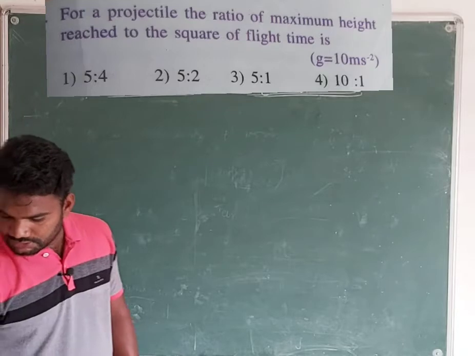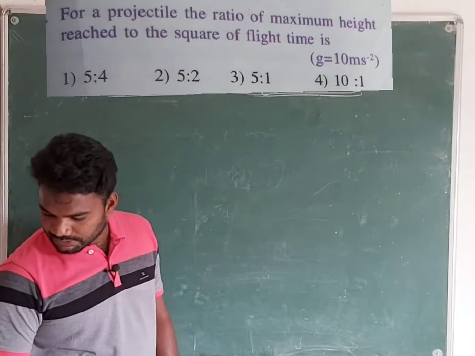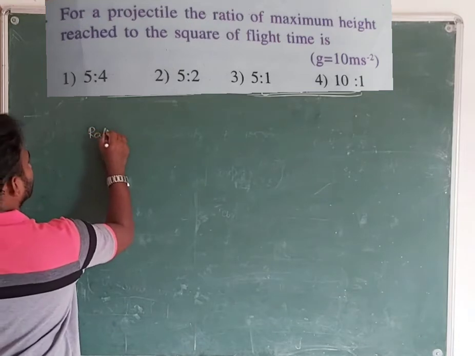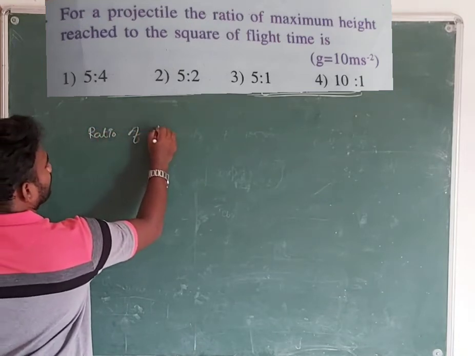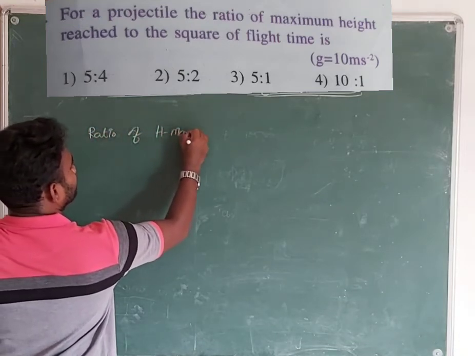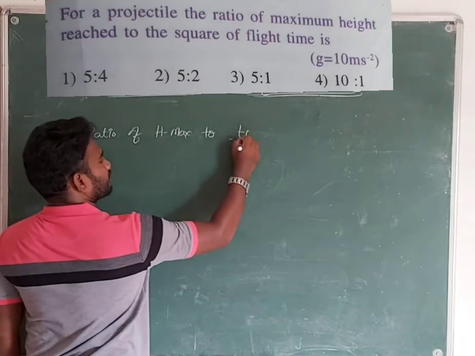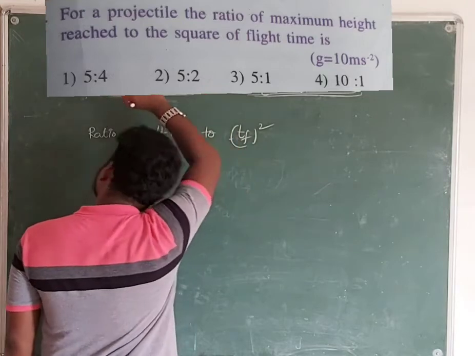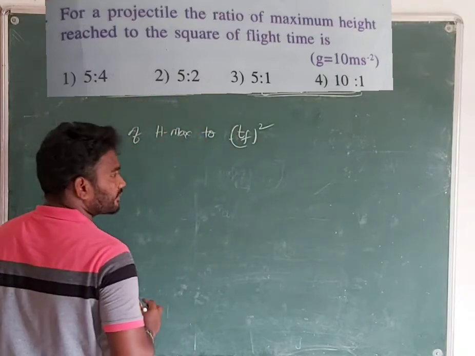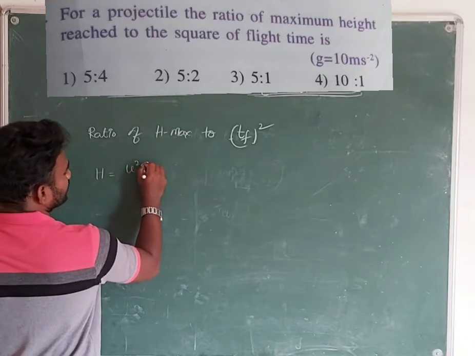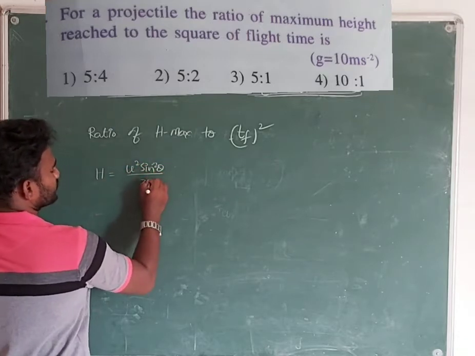Here, for a projectile motion, what is the ratio of maximum height reached to the square of time of flight? This is what the question is asking. So first of all, we need to know the h value. H value means u square sine square theta by 2g, students.